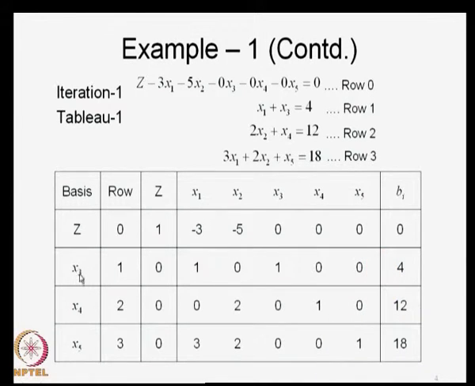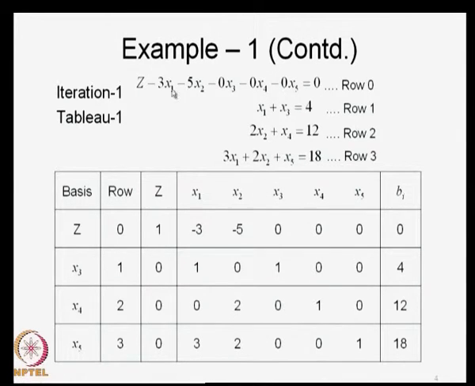I am sorry, we are writing from here, that is x3. I am sorry, here you just look at the coefficients of x1. Let me repeat that. The coefficient of x1 in row 0 is -3, in row 1 it is +1, in row 2 it is 0, in row 3 it is 3. This is what you write here.